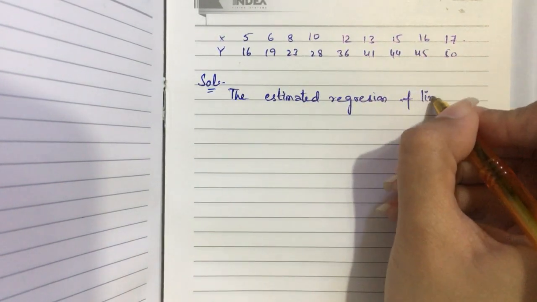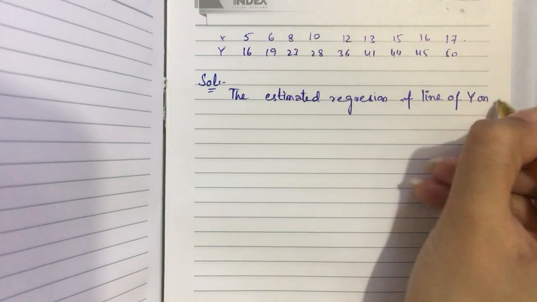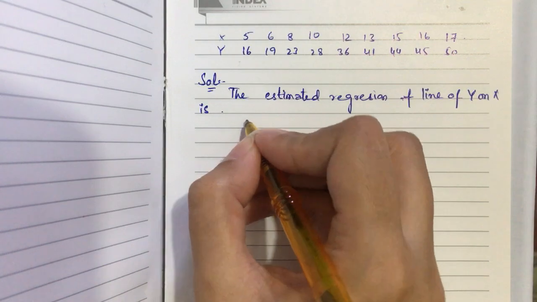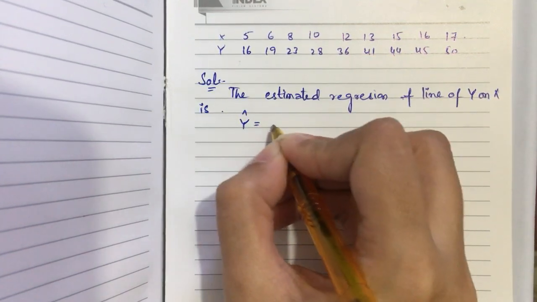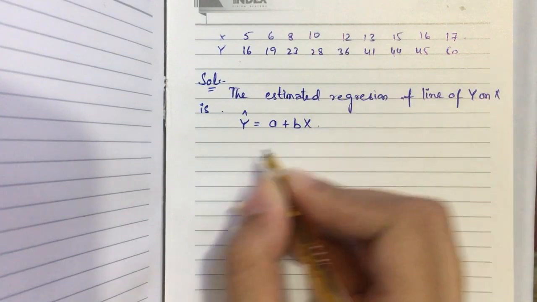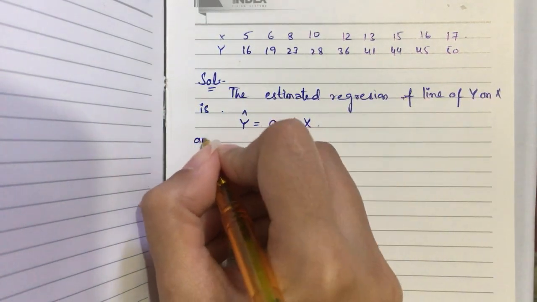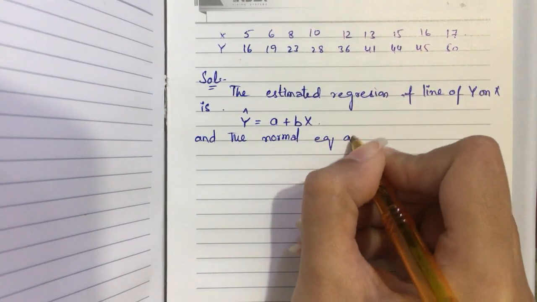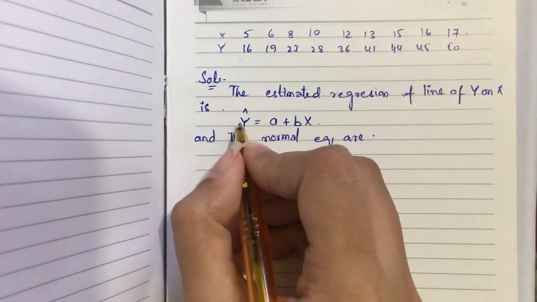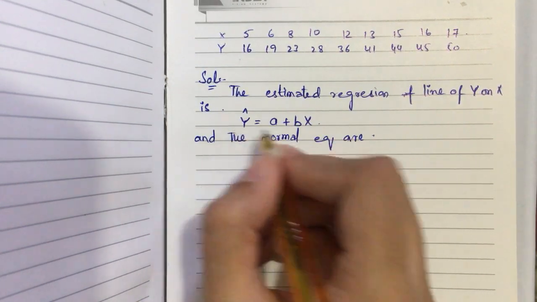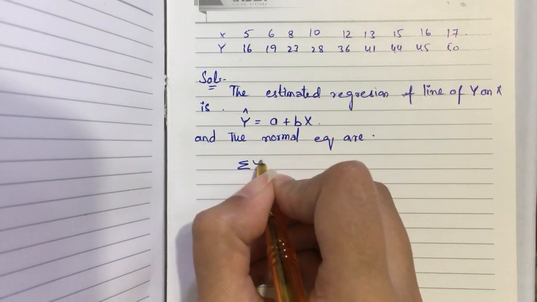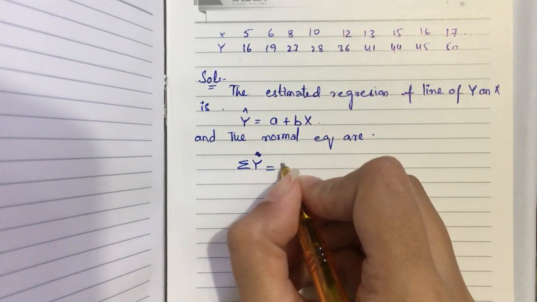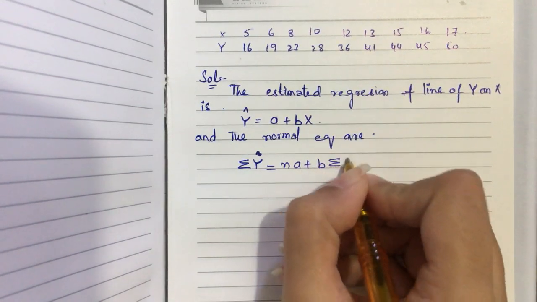Regression line of y on x is, this is the general equation of regression, that I can write in the form of y equals a plus bx. So the two normal equations are, these are the two normal equations. I am applying summation here. So while applying summation on both sides, I have summation y equals n a plus b summation x.